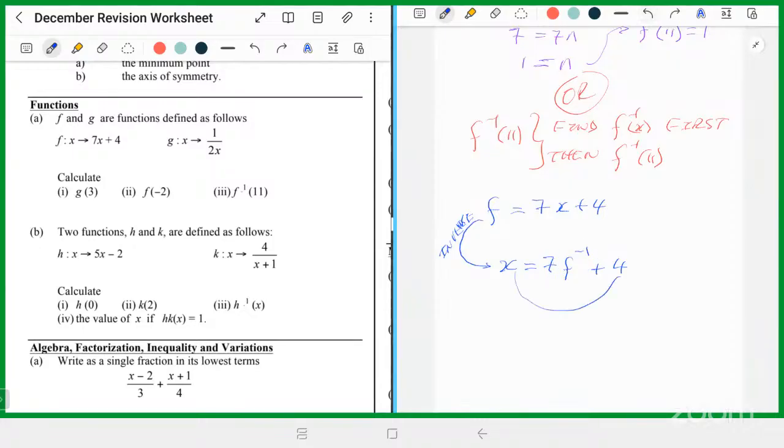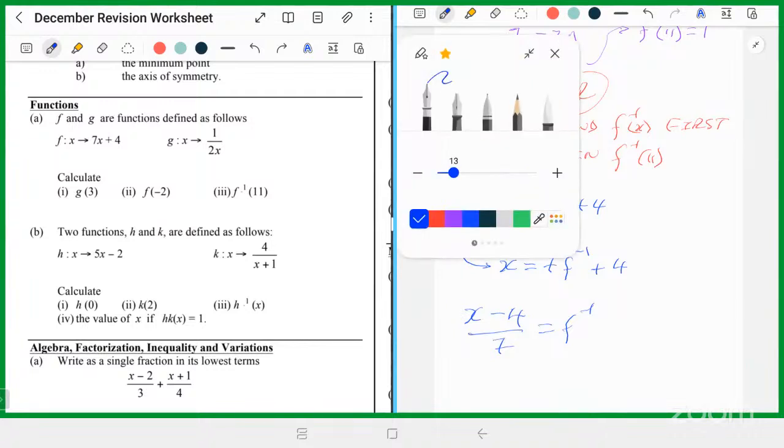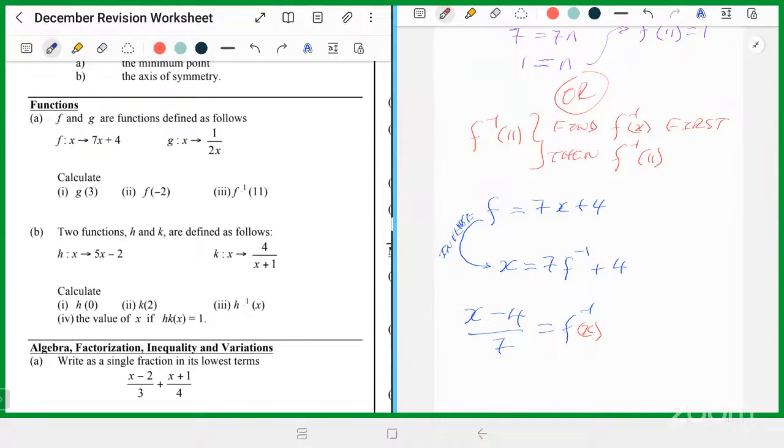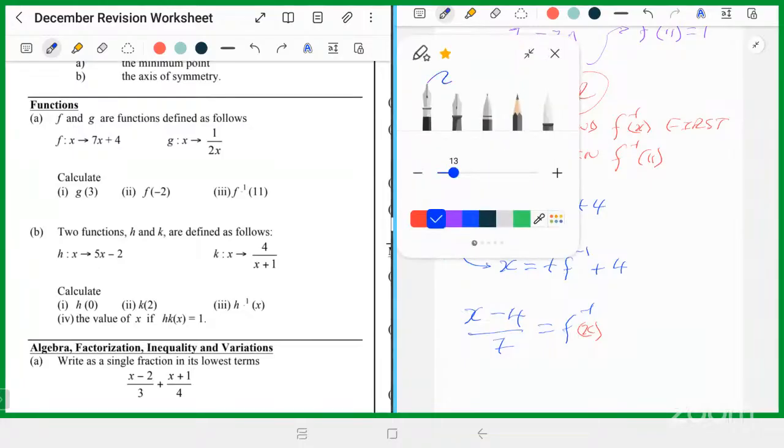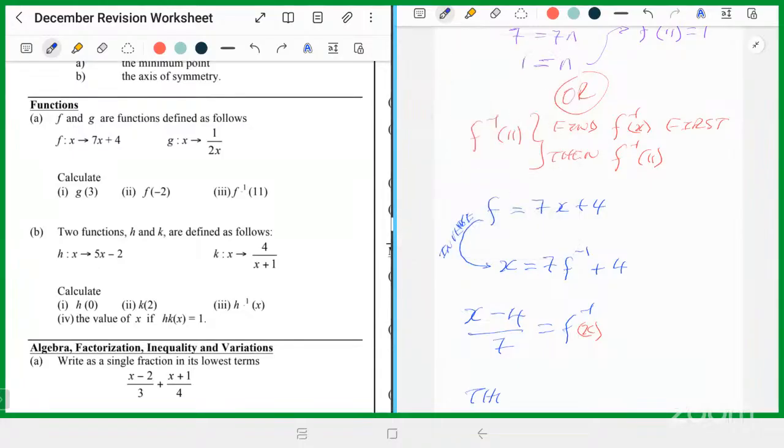Transpose the 4 and then divide under the 7. So we transpose the 4, we're going to get x minus 4. Then take the 7 and divide it under there. And that's the f to the minus 1. And put in back of x now, because that's really f to the minus 1 of x. And then we want f to the minus 1 of 11. So we'll plug the 11 in here and plug it in here as well.